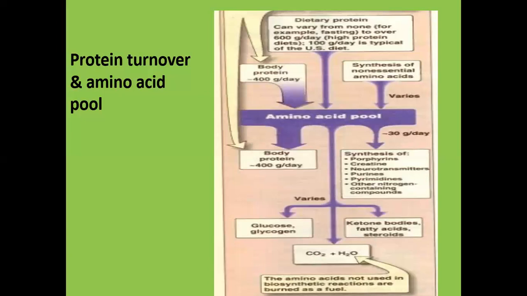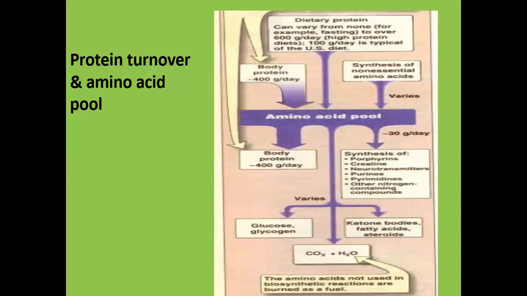So if proteins are in excess, then the excess amino acids from the pool are utilized for the formation of glucose, or for the formation of ketone bodies, which are an alternate source of energy, or they are converted into fatty acids, which are the stored forms of energy. And this glucose and these ketone bodies are then oxidized in the routine way, that is, converted into carbon dioxide and water and generate energy.